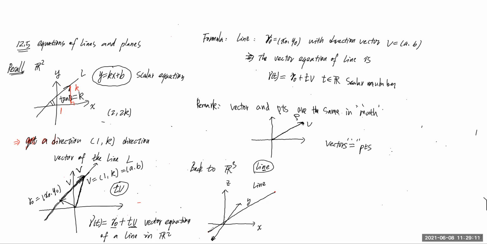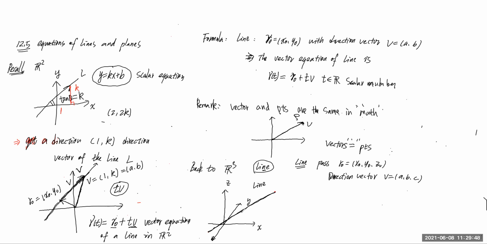So we have a line. How do we write the equation for this line? First, you have to know some information. The line passes through a point, now in R3, r0 is (x0, y0, z0), and we have the direction vector v is (a, b, c).